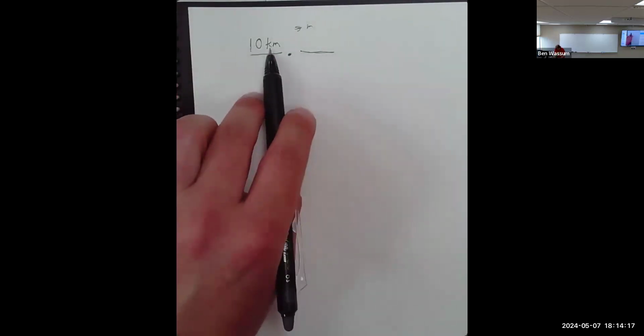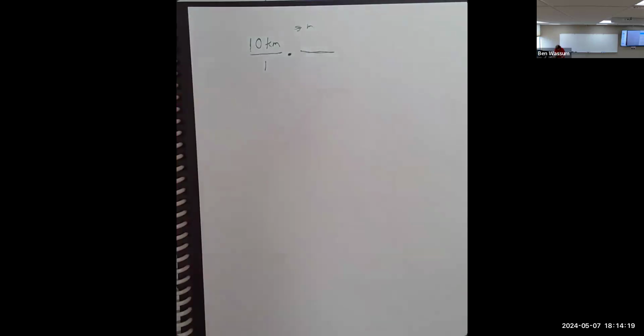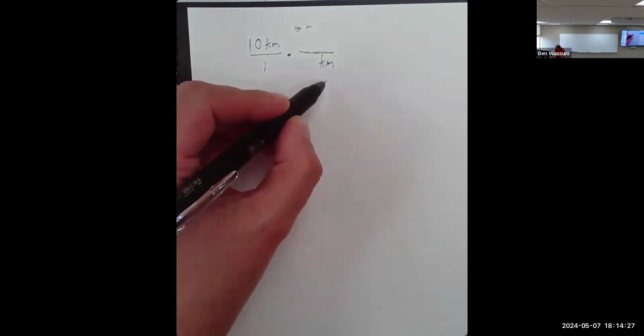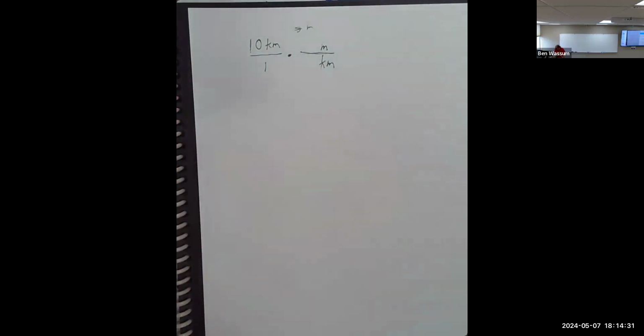Actually, a kilometer is 1,000 meters. So if I needed to convert this from kilometers to meters, I need to make sure that my kilometers is going to be down here on the opposite side of that fraction. The meters would be up here. And then from there, I just need to make sure that I have the right numbers in place.